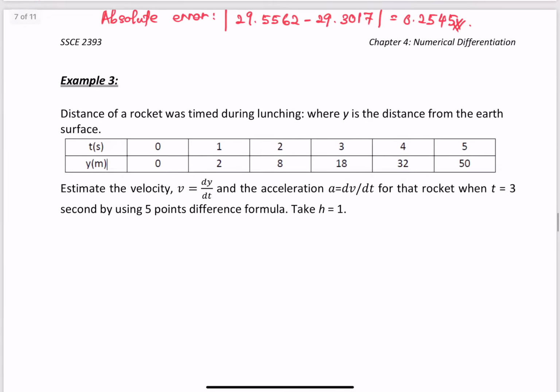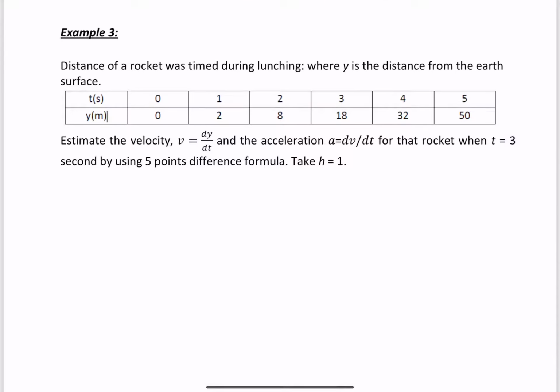And we also can see the next example, about a distance of a rocket that was timed during launching, where y is the distance from the Earth's surface. And then they ask you to estimate the velocity v, which is dy/dt, and also the acceleration a, which is dv/dt, for that rocket when t equals 3 seconds by using the 5-point difference formula. To get your v, we need to use the formula for the first derivative, and to get your acceleration, we need to use the formula for the second derivative.